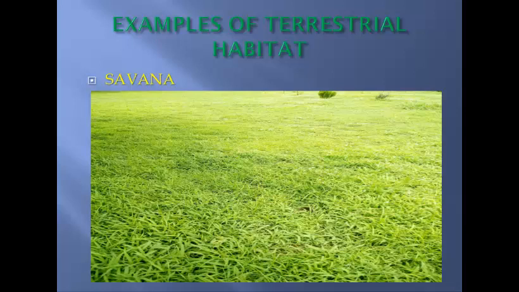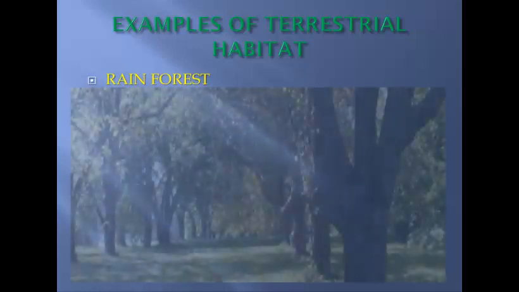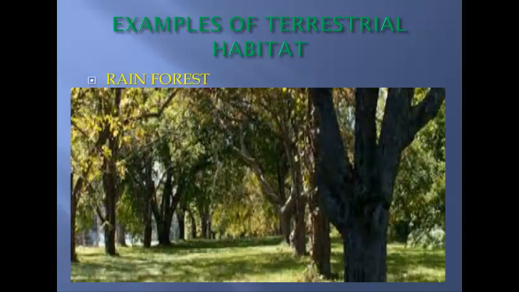Examples of terrestrial habitat, we have savanna, which is occupied by grass. It has little annual rainfall. The other one is rainforest. The rainforest is characterized by trees and shrubs, and it has high annual rainfall.